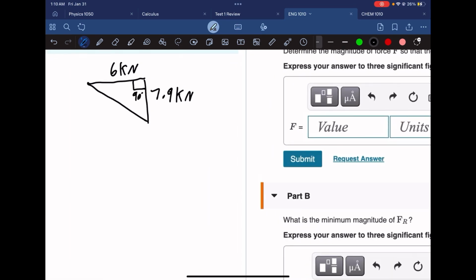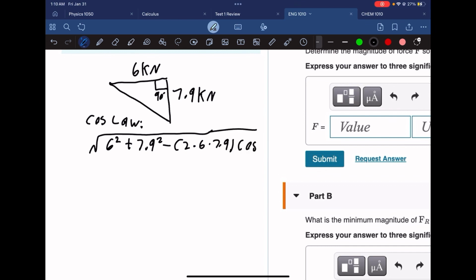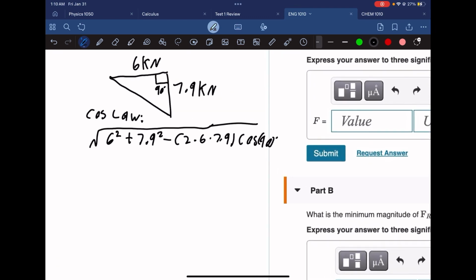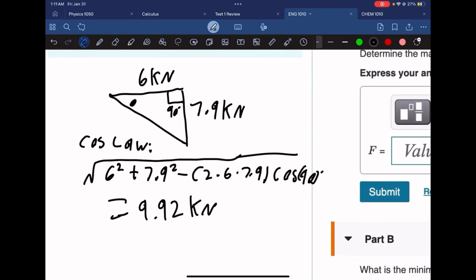So now, in order to find this, we have to use cosine law. So we're going to do root 6 squared plus 7.9 squared minus 2 times 6 times 7.9 cos 90. Just like that. I'm going to plug it in really quick, and it should equal 9.92 kilonewtons.